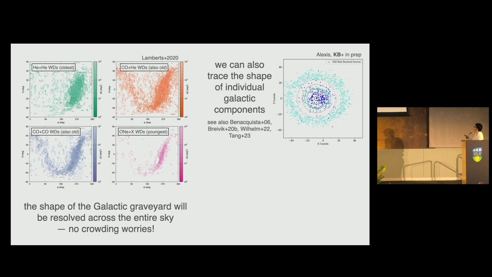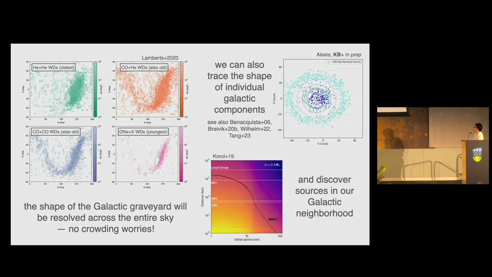LISA can also measure the individual shape of different galactic components. This is something that Anne Marie is working on with me, and we're including updated models for the triaxial shape of the halo. We'll see the triaxial shape of the halo through these resolved sources. And we can also, as Valeria Korol showed, see these sources all the way out, potentially to Andromeda, but definitely the local Magellanic Clouds, satellite galaxies, things like that.